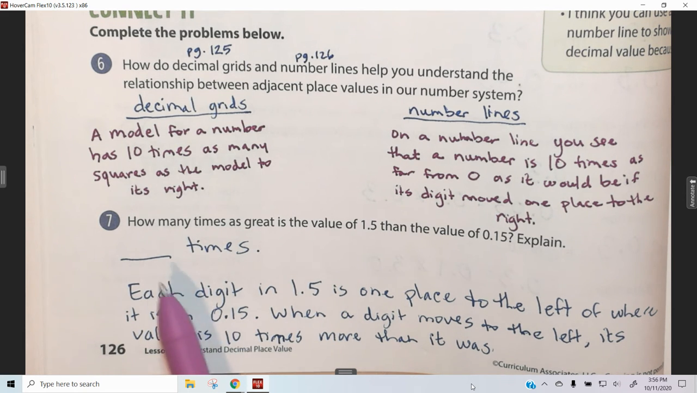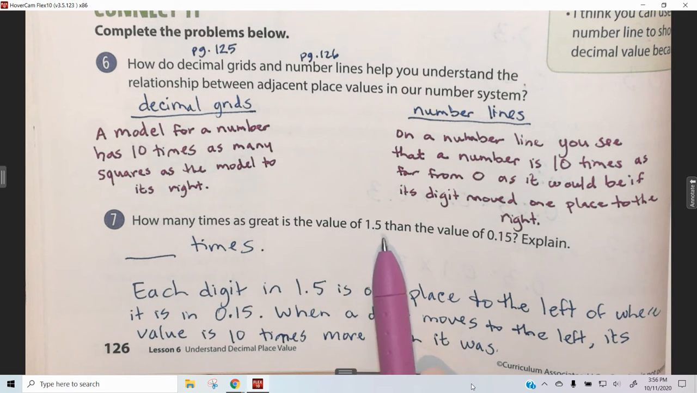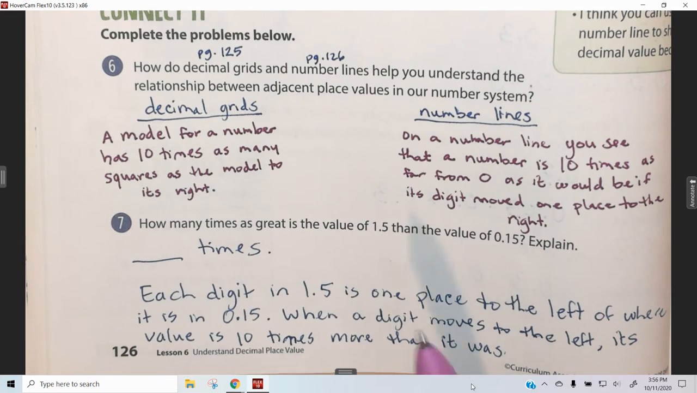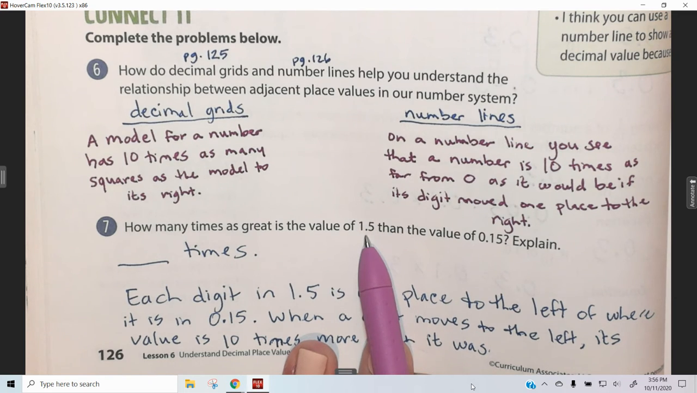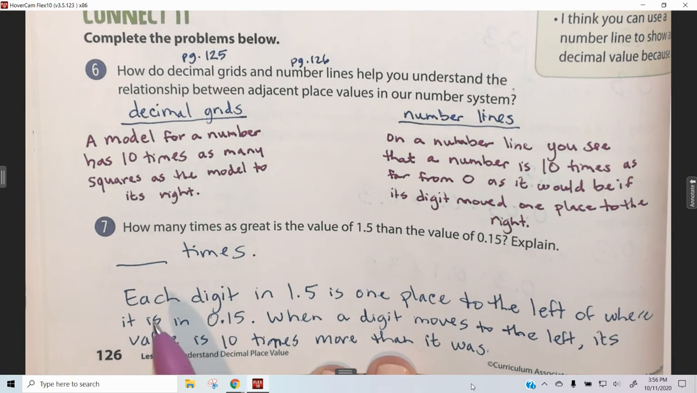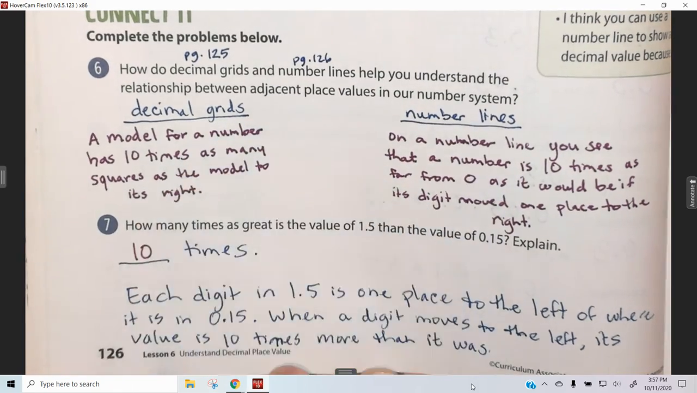Okay, now for number 7. Number 7 says, how many times as great is the value of 1 and 5/10 than the value of 15/100? Explain. So, how much larger is 1 and 5/10 than 15/100? It has to do with that decimal. So we need to say each digit in 1 and 5/10 is one place to the left of where it is in 15/100. When a digit moves to the left, its value is 10 times more than it was. So the answer is 10 times.